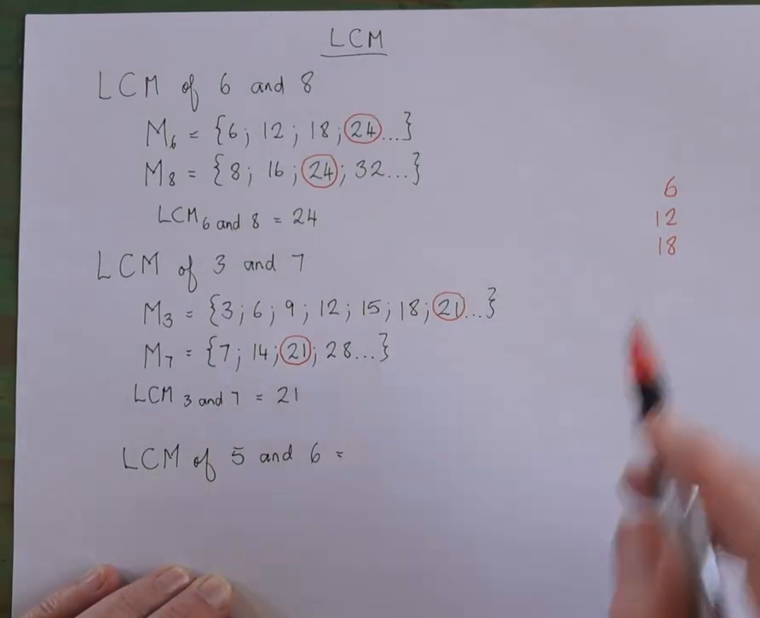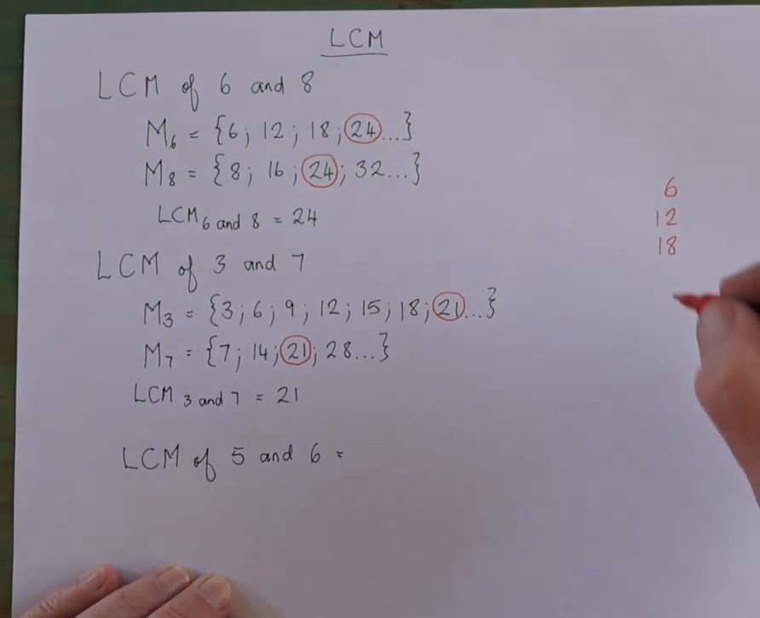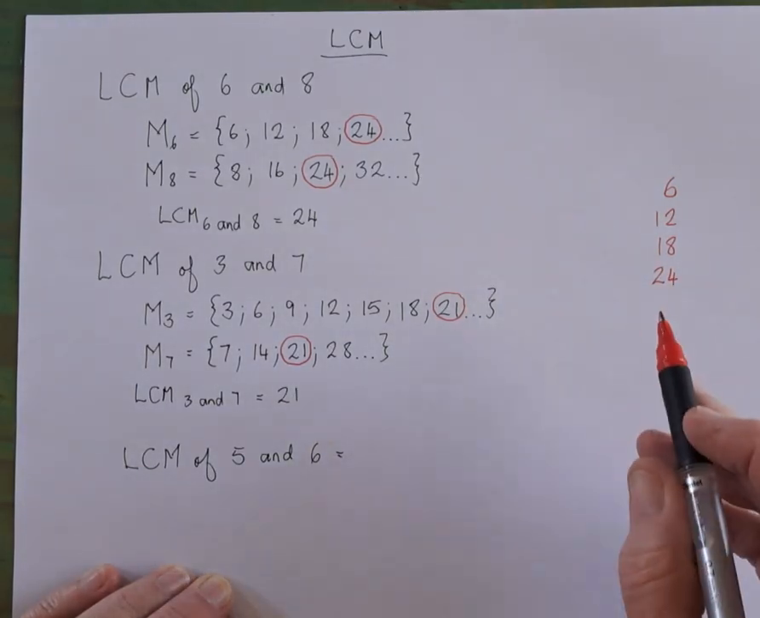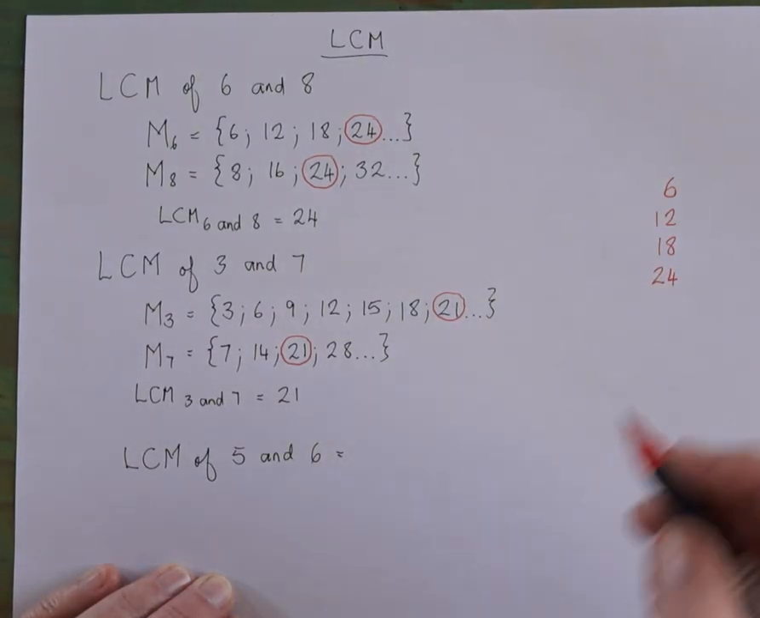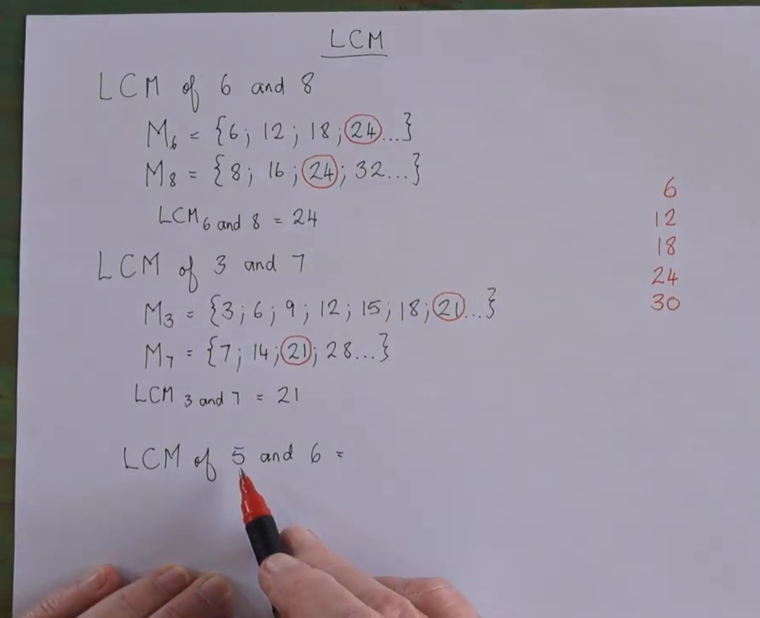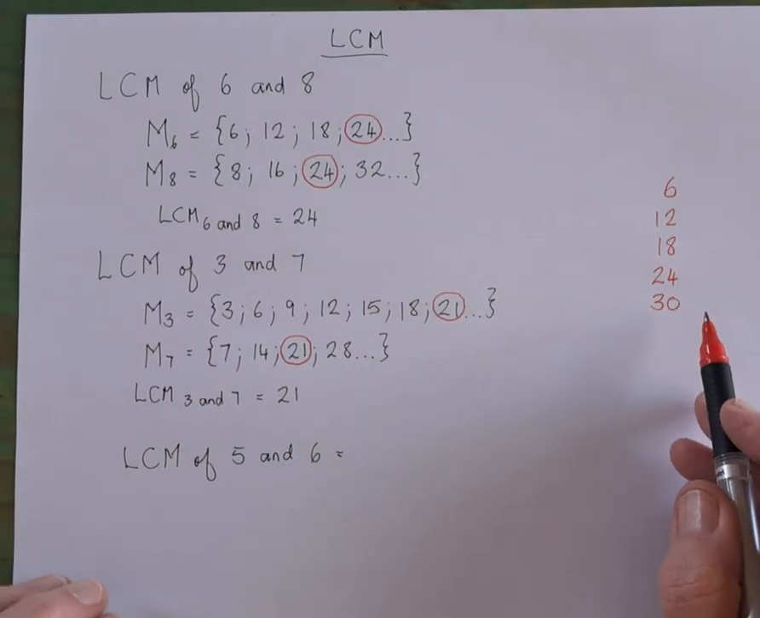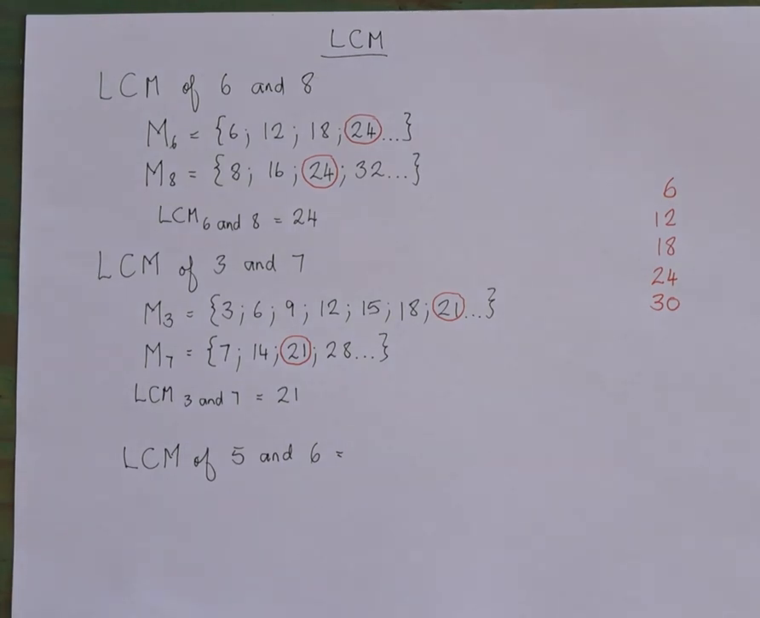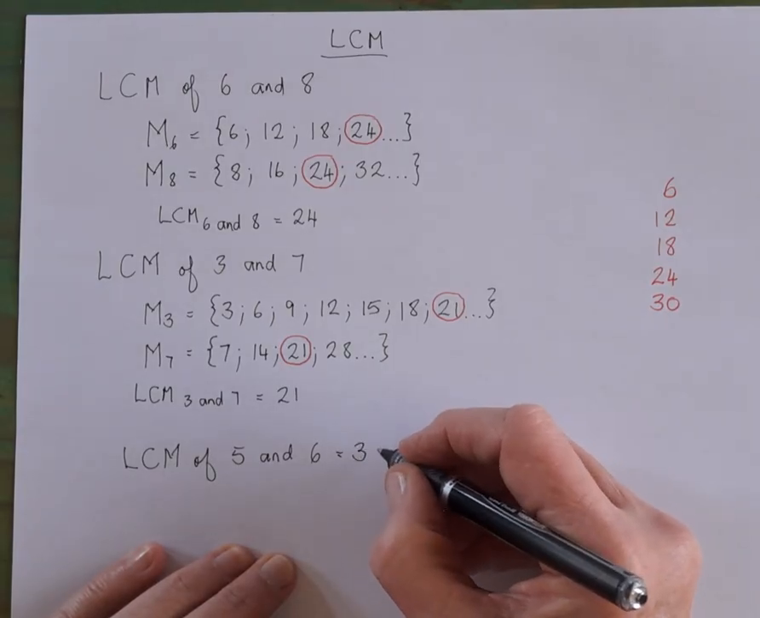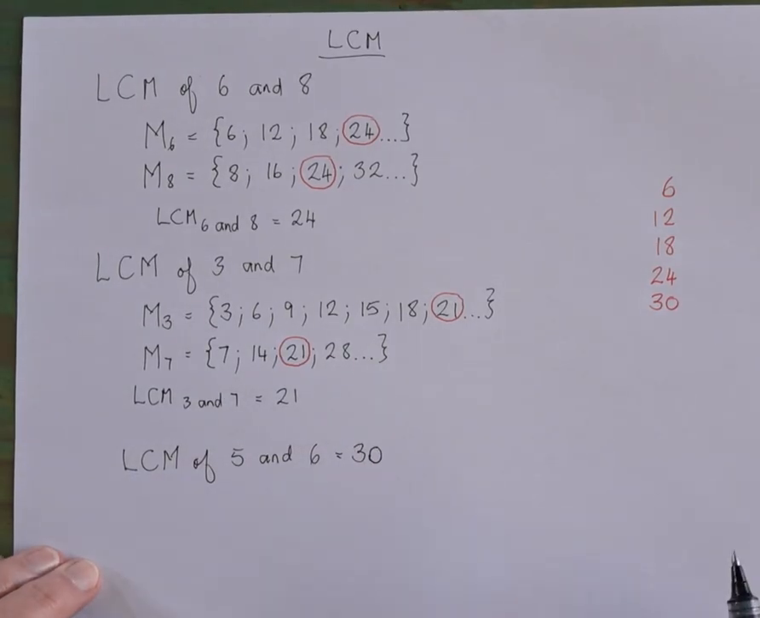Can 5 divide into 18 exactly? No. Next multiple of 6 is 24. Can 5 divide into 24 exactly? No. So again, we go on to the next multiple, 30. Can 5 divide into 30 exactly? The answer is yes. And as soon as you get an answer of yes, that means that you found your answer. And so the LCM of 5 and 6 is 30.